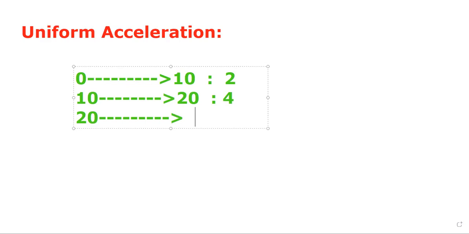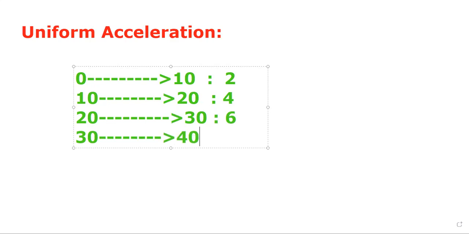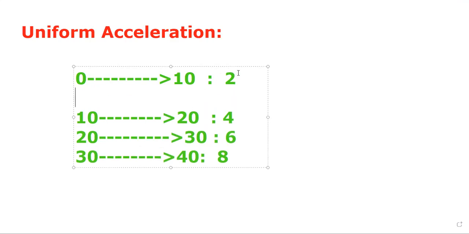At that time the time on the stopwatch was 6 seconds. Then it changed from 30 to 40 and the time on the stopwatch was 8 seconds. So now let's calculate the acceleration for each of them.